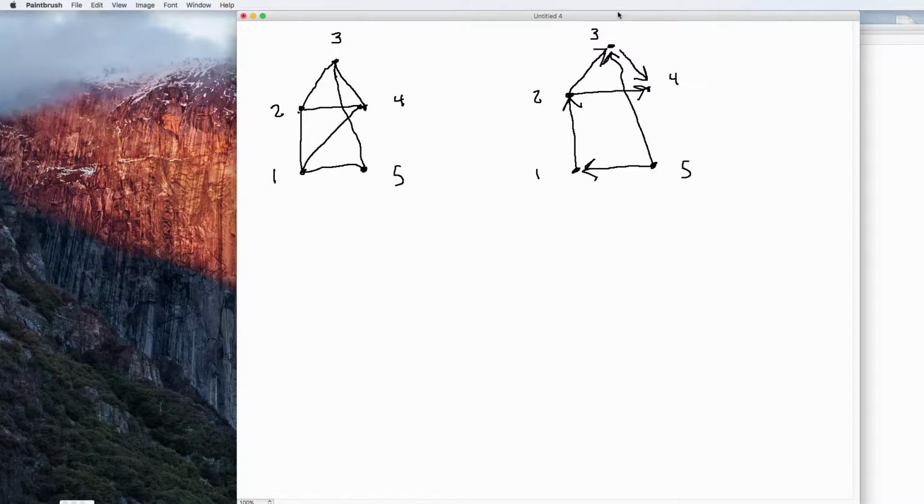In this video, we're going to learn some interesting properties of graphs. This is actually very interesting, very useful, not very hard to understand either, so it should be a lot of fun.